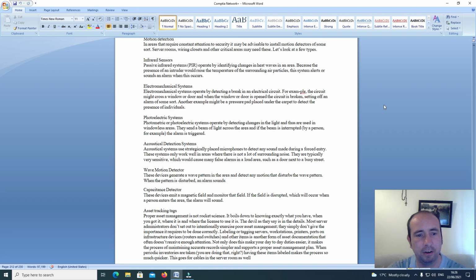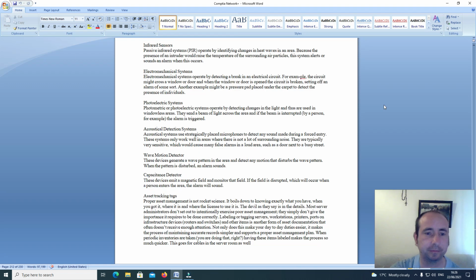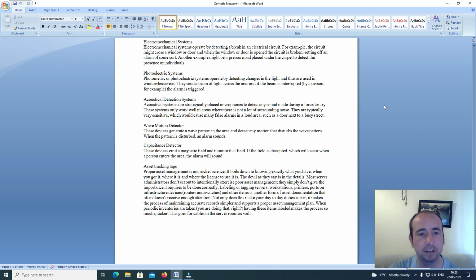Let's take a look at another few. Infrared sensors. Passive infrared sensors, PIR, operate by identifying changes in heat waves in an area. Because the presence of an intruder would raise the temperature of surrounding air particles, the system alerts or sounds the alarm when this occurs. Electromagnetic systems.